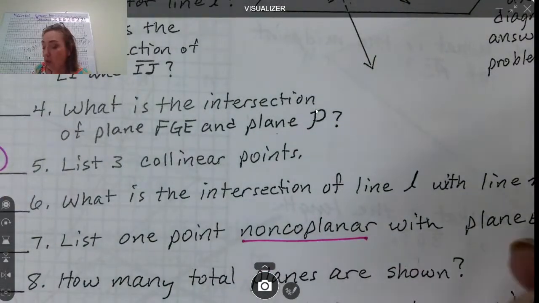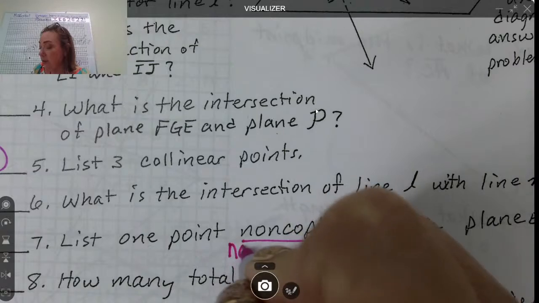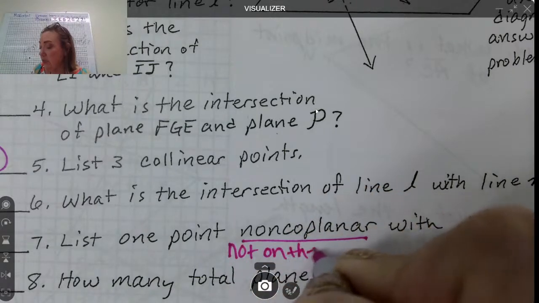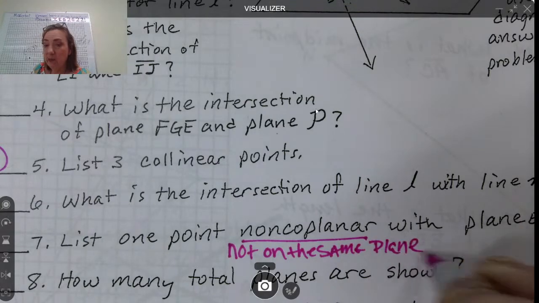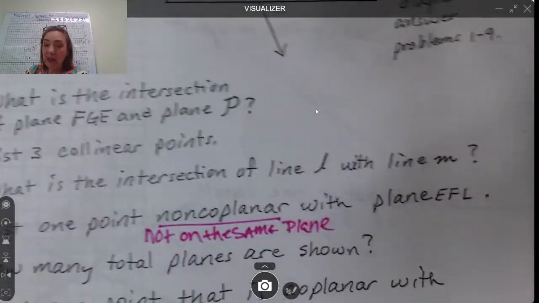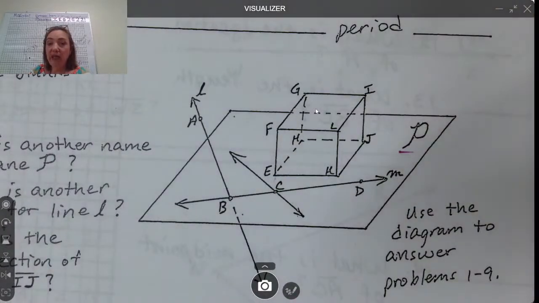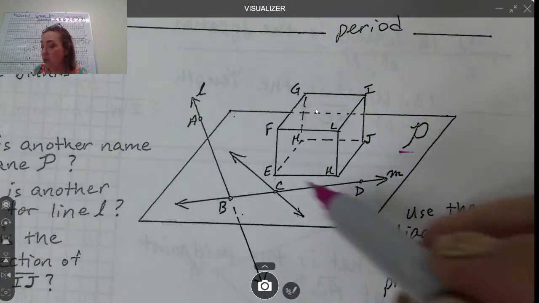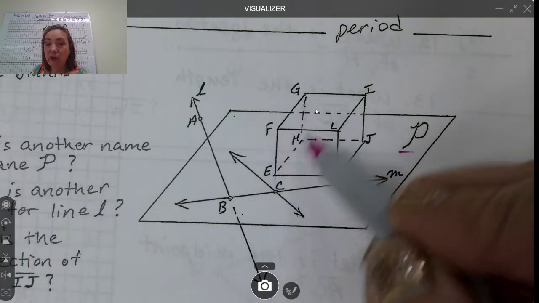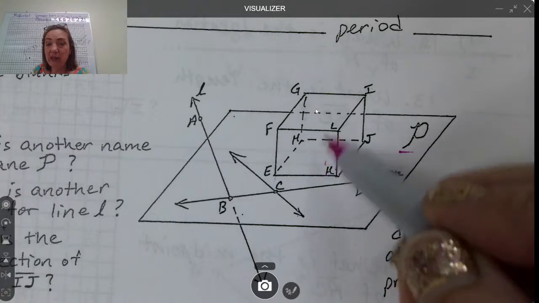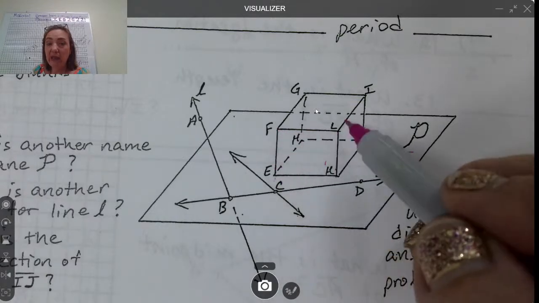Number 7, list 1 point that is non-coplanar. Now remember, non-coplanar means not on the same plane with plane EFL. So let's go back to our diagram and find plane EFL. So here's E, here's F, here's L. So this front side of the box, that front side is plane EFL.